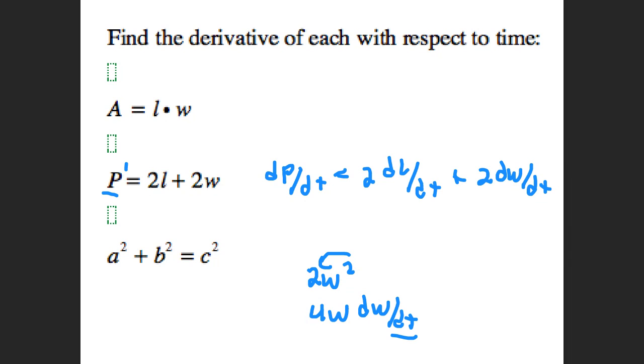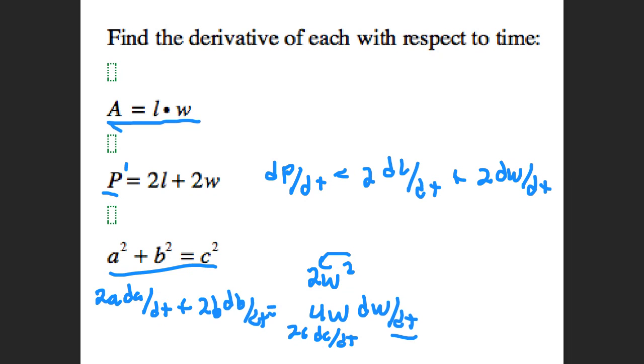So for example, if I had a squared plus b squared equals c squared, this would be 2a dA/dt plus 2b dB/dt is equal to 2c dC/dt. This one is used a lot.